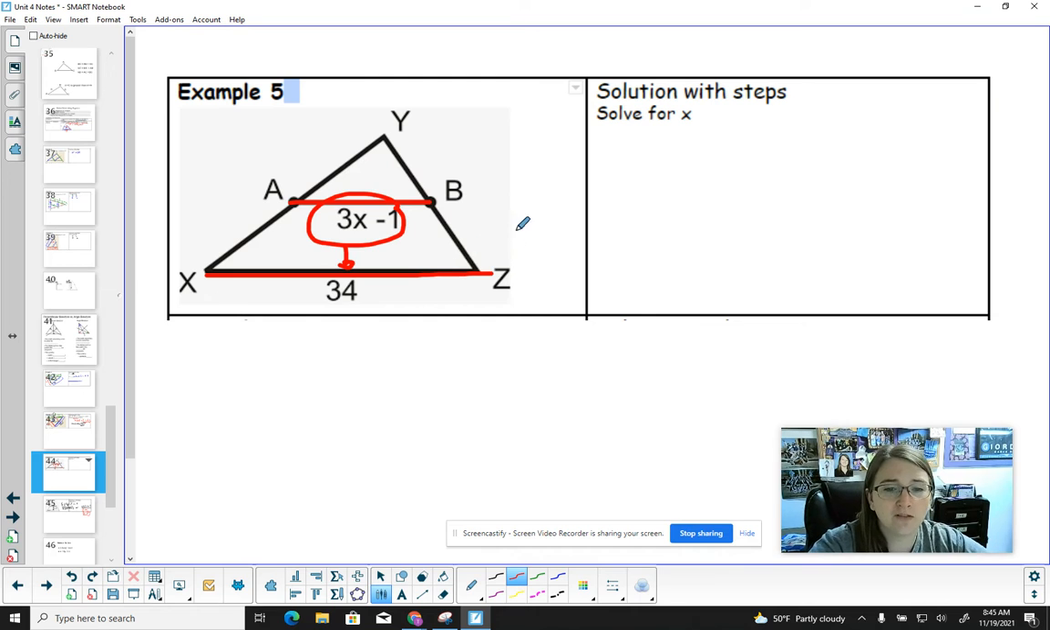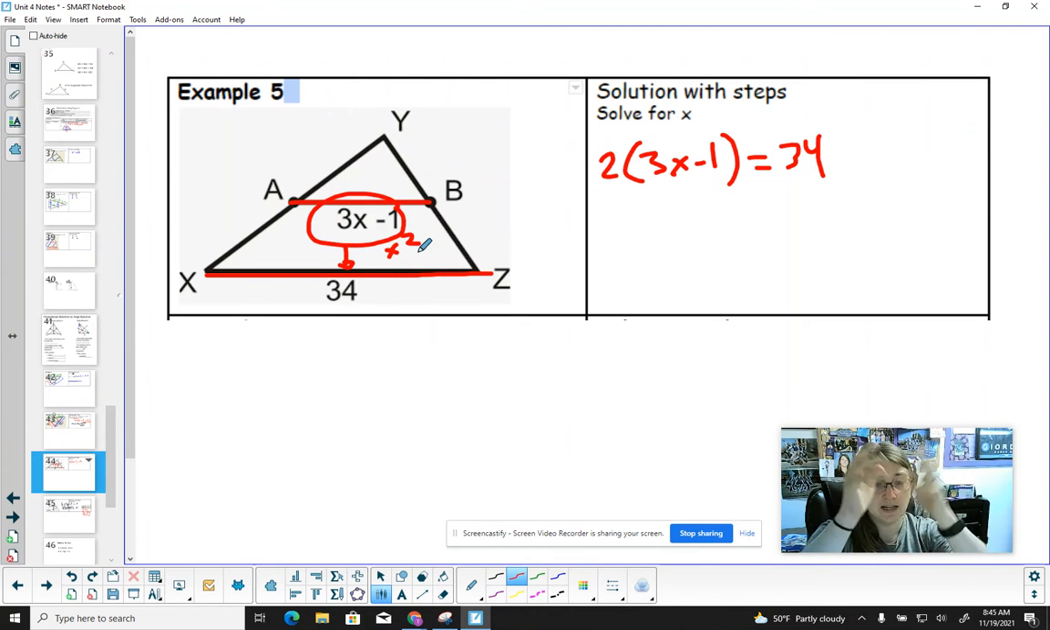If 3x minus 1 is half, I should just double it, and then I get the whole, right? So here's how we're going to write this. It's going to be kind of weird. I'm going to multiply all of this by 2. When we say all of this, that means parentheses, right? So I'm going to do 2 parentheses 3x minus 1 equals 34. And again, that's because they're not equal, right? I need to double that small piece to give me the whole piece. So take a second to solve that equation, and then we're going to try it again.